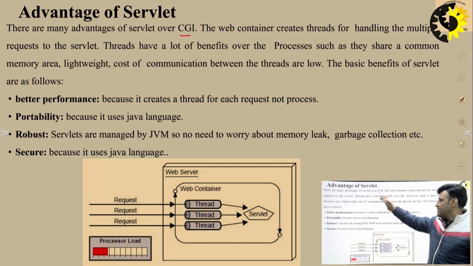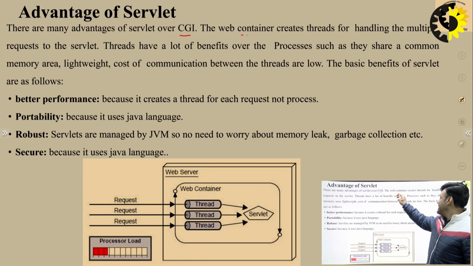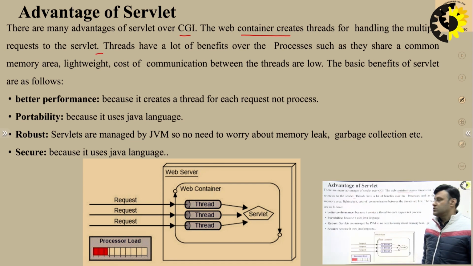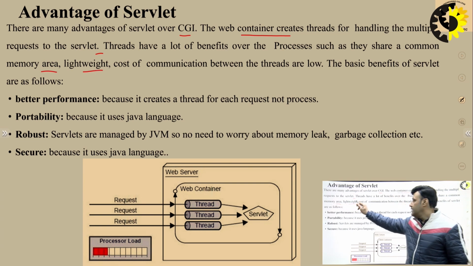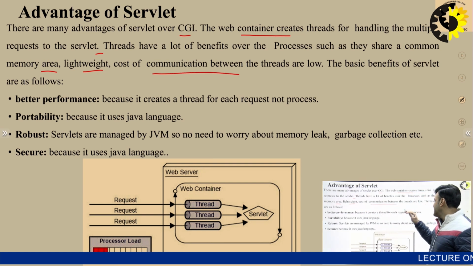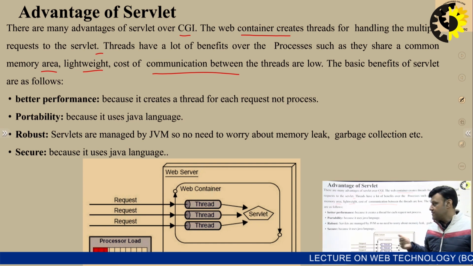So there are a number of advantages of servlet over CGI. As we know, the web container creates threads for handling the multiple requests to the servlet. Threads have a lot of benefits over processes, such as they share a common memory area, they are lightweight, and the cost of communication between the threads is low. Overhead is very less. So these are the basic benefits.